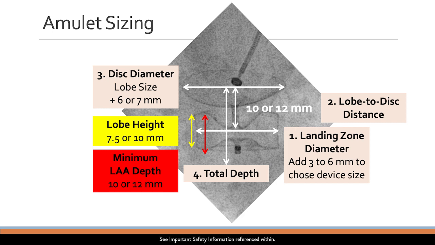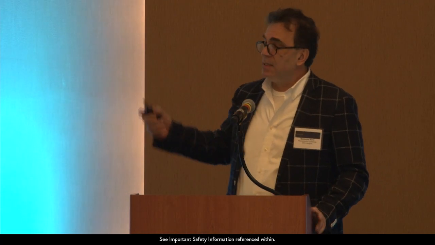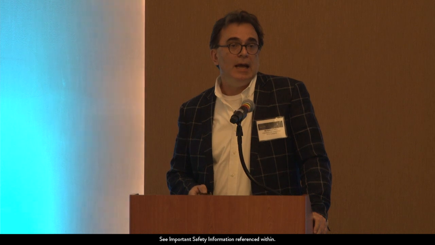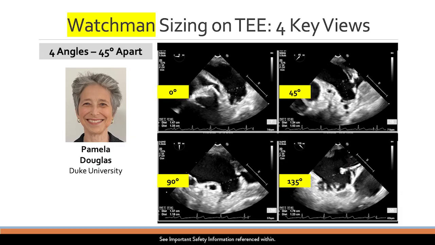Essentially, these are useful measurements, but I would say that the lobe height is more important. Depending on the size, the total depth has to be enough to accommodate the lobe height. And then we'll go back to the Watchman side. I just want to emphasize how its depth is coaxial with the long axis of the left atrial appendage, rather than perpendicular to the landing zone diameter.